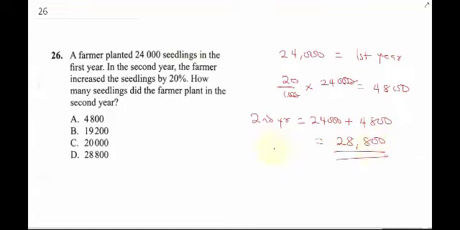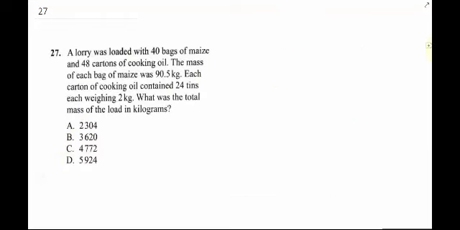A second option is to do 120% multiplied by 24,000. So when you do 00, cancel your 00, and you do 120 multiplied by 240, you are going to get 28,800. So that's also another way of solving it. So the correct answer here is going to be D.